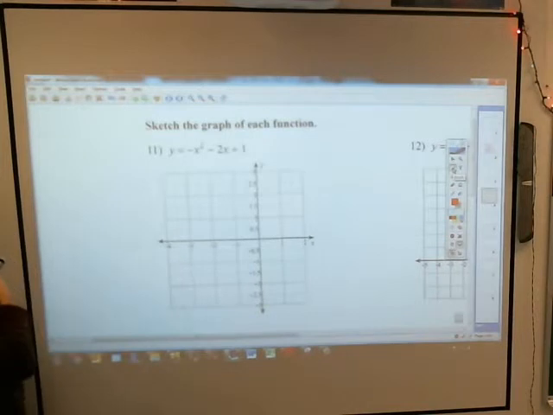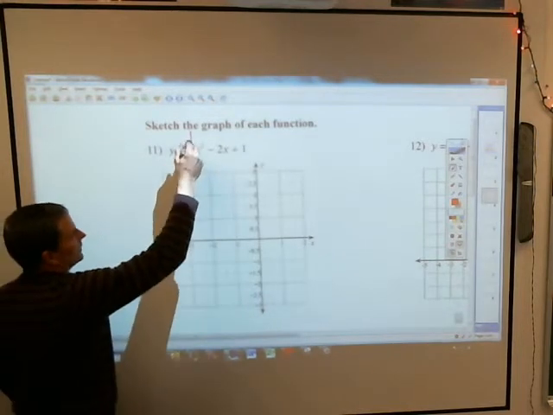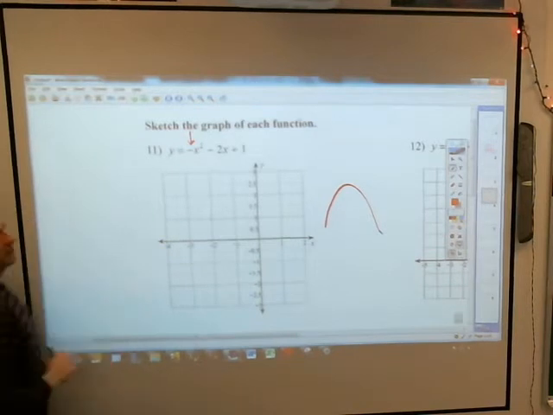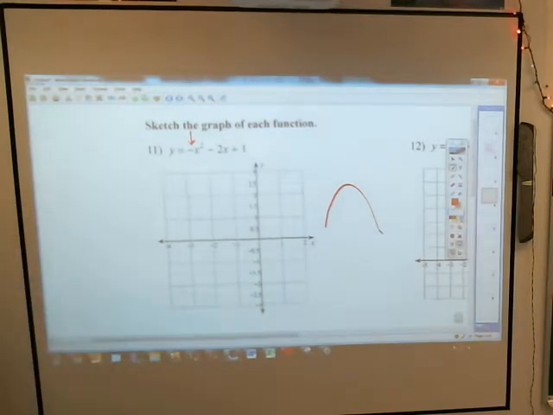First thing, Isabel, looking at that, I'm going to realize what? It's going to be upside down. Right, because of the -x², it is going to be upside down. It's going to be an umbrella. So that in your mind, at least you get that far.